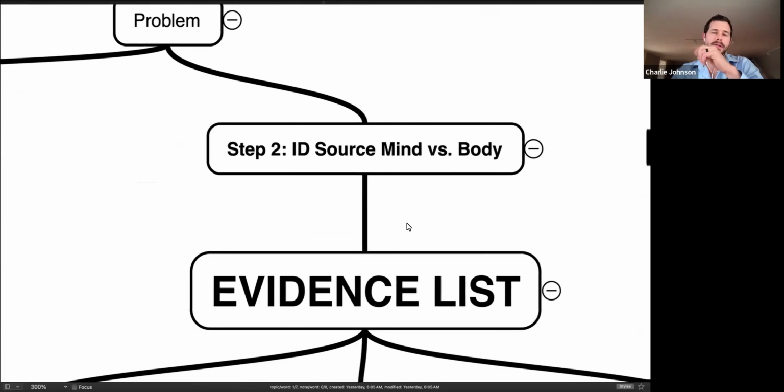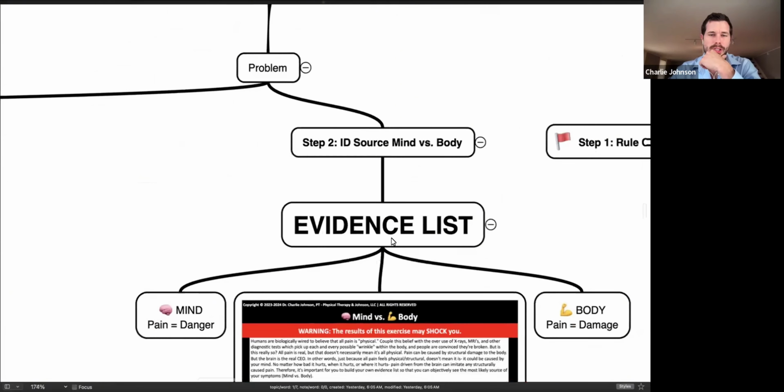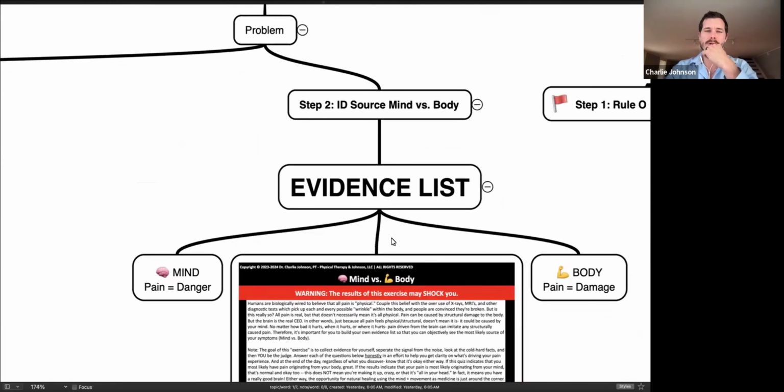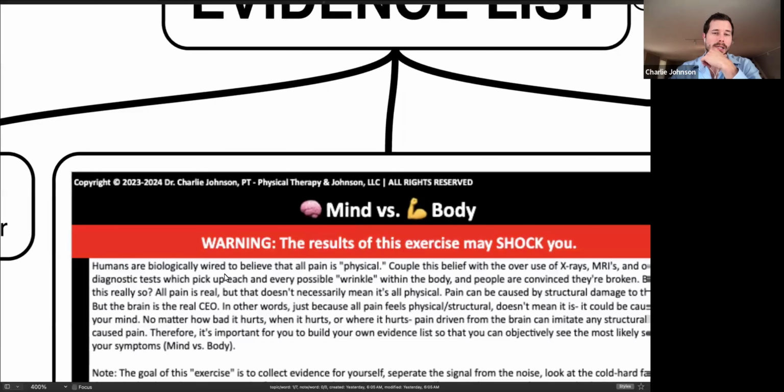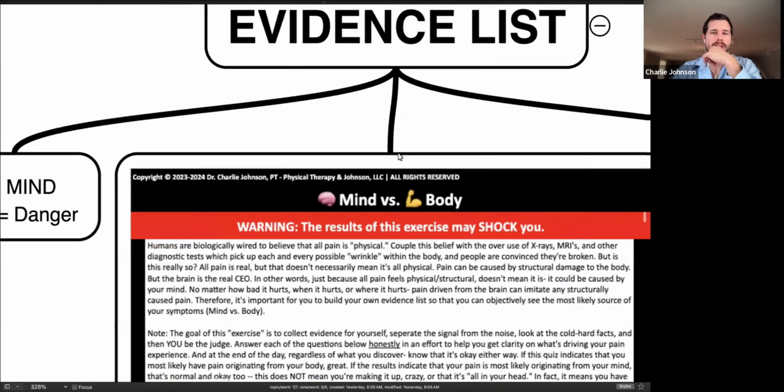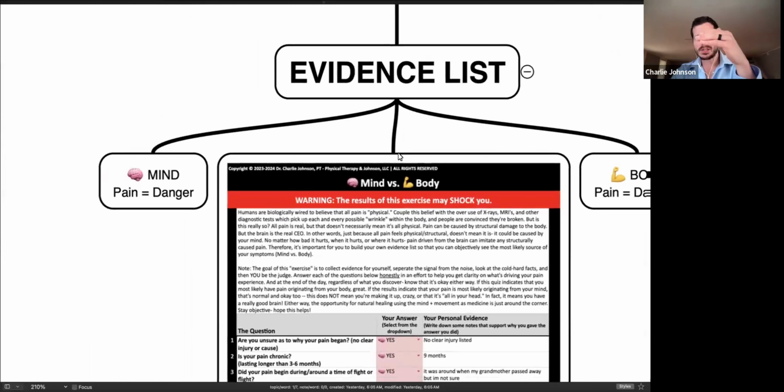Mind versus body. Now, this is going to be really telling for anybody who's watching this, and I hope you stick around for the rest of the video to really see the contrast between these two things. So contrary to popular belief, and how we're biologically wired to believe that all pain is physical, especially with the use of x-rays, MRIs, things like that, I want you to understand as you're watching this that the mind can absolutely cause very real physical sensations anywhere in the body. It doesn't mean they're made up. It just means your mind's probably making a bit of a mistake, and is actually very intelligent and functioning at a very high level.